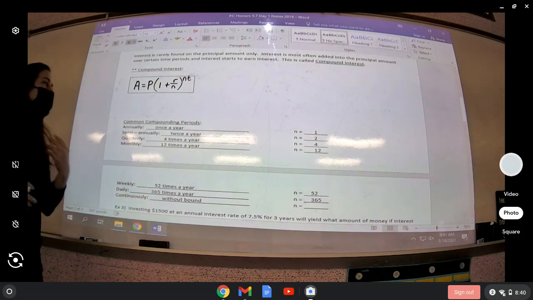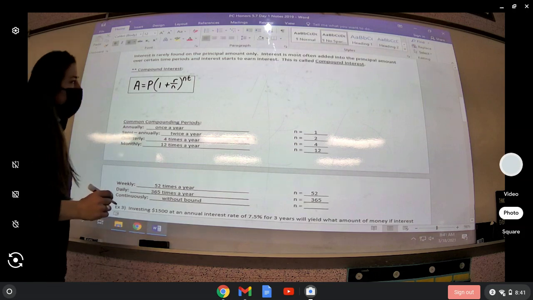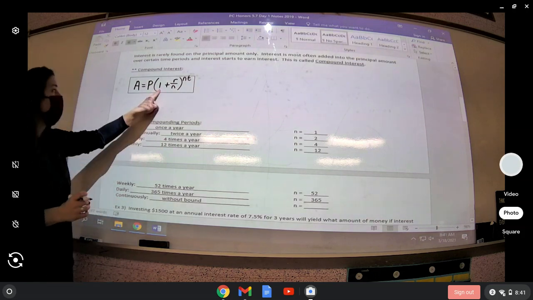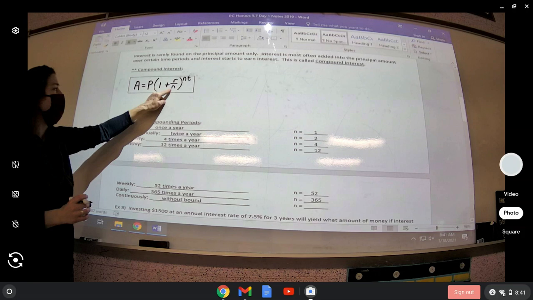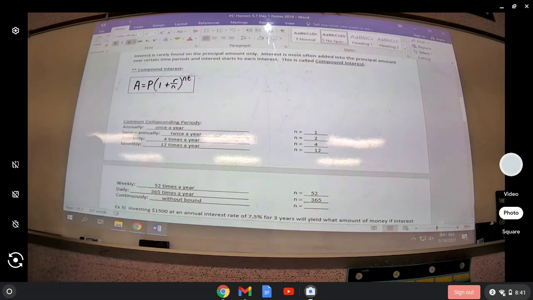And I'll explain what all the variables are. The P is also capitalized, right? Yep. Capital A, capital P. Is that L or is that 1? A equals P times 1 plus R over N, to the power of N times T.